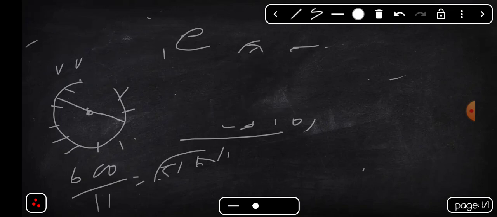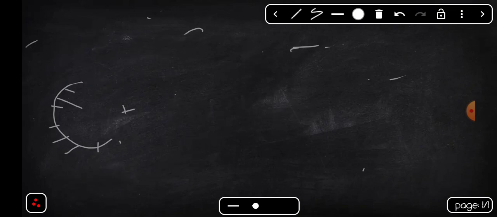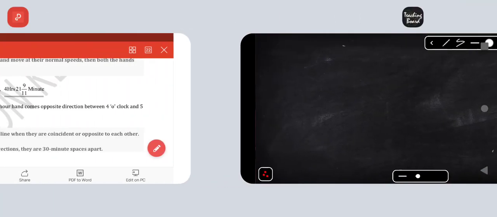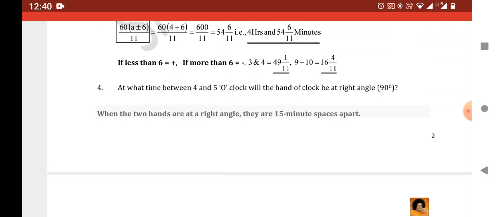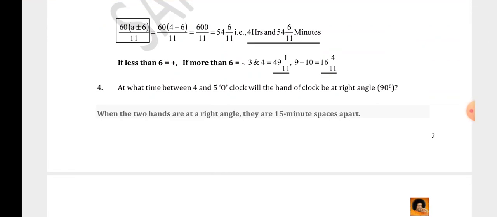What is question number 4? Let us see, then we can do it. Question number 4 says: at what time between 4 o'clock and 5 o'clock will the hands of the clock be at a right angle, that means 90 degrees?